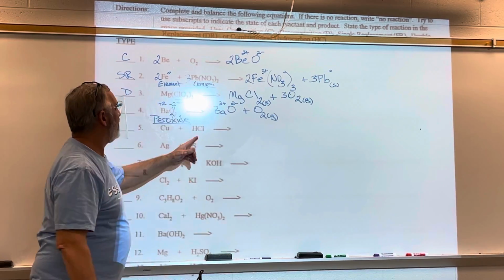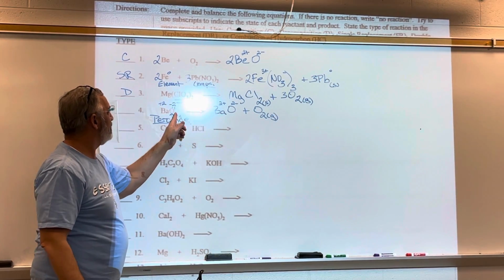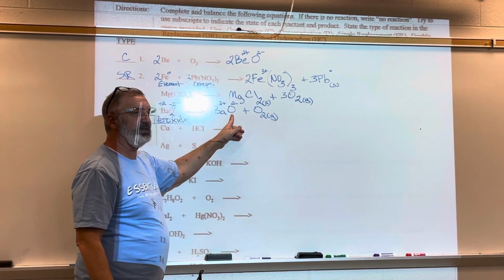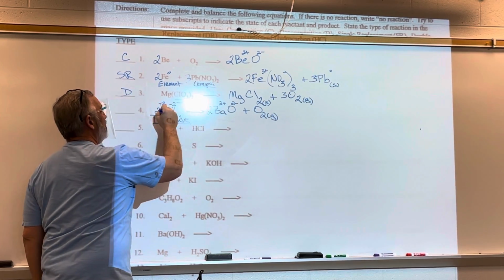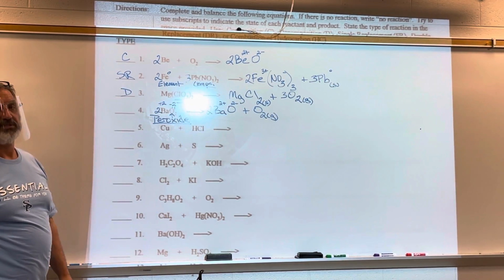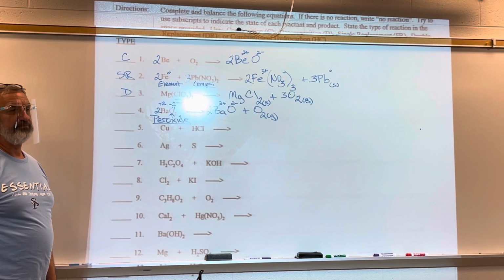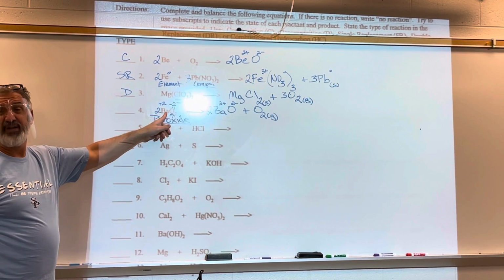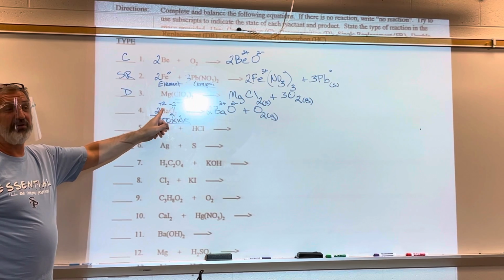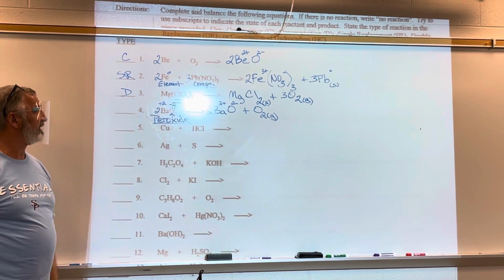Okay, so now I have to balance this one. 1 barium, 2 oxygens, but I have 3. So I've got to put a 2 here to make it have 4, and a 2 there. So peroxides are hard to recognize. You just got to pay attention. So just know that on a decomposition, watch for that peroxide.